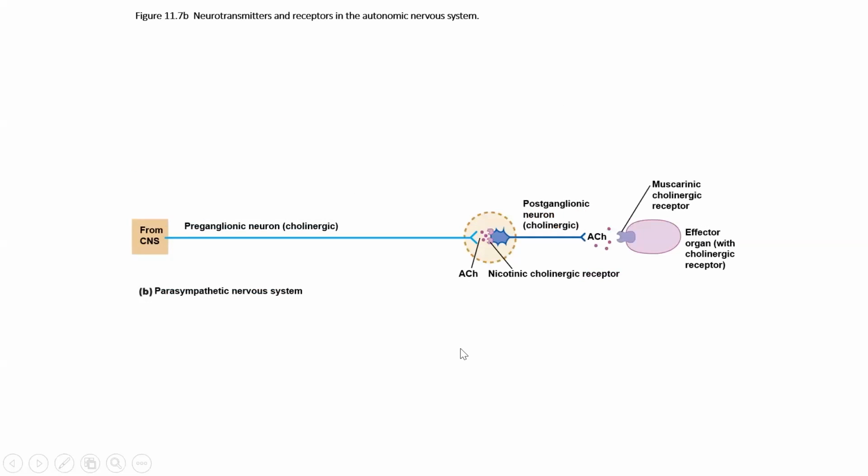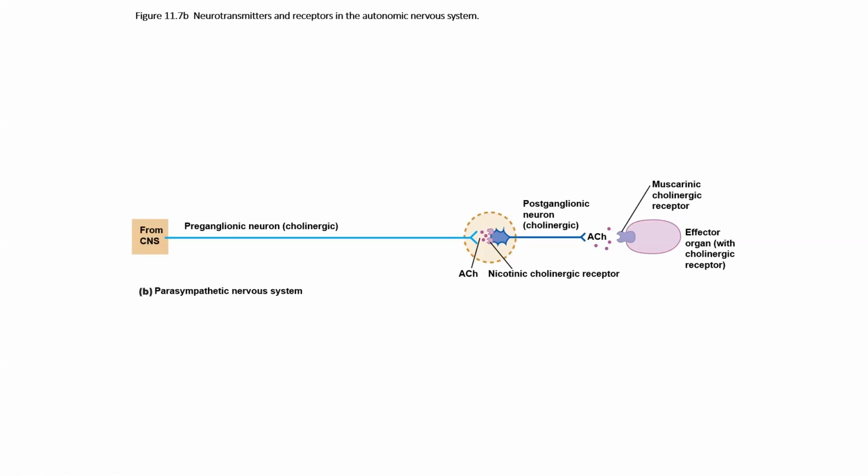Okay, the parasympathetic system is a little bit more straightforward. We've only got one route of communication. We've got this long preganglionic neuron. We've got this ganglia that's really close to the effector tissue. And as we mentioned before, all of our preganglionic neurons release acetylcholine. And then in the instance of the parasympathetic system, our postganglionic neuron also releases acetylcholine.